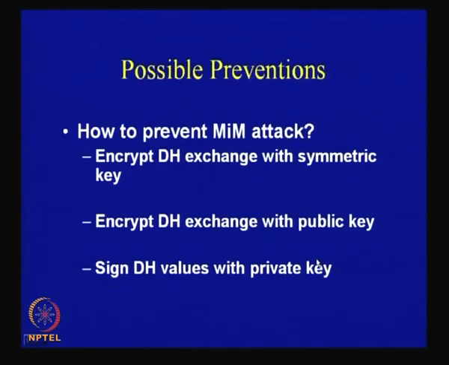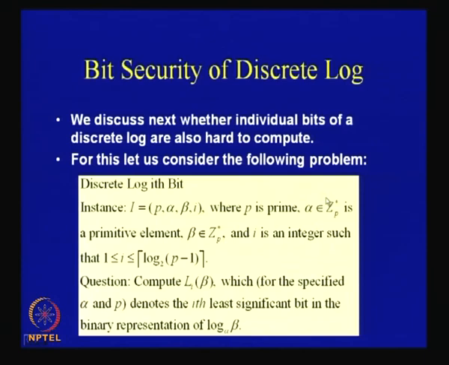There are some possible preventing techniques, for example: I will encrypt the Diffie-Hellman exchange with a symmetric key, I will encrypt the Diffie-Hellman exchange with a public key, or I will sign the Diffie-Hellman messages with private keys. So there can be some afterthoughts on how to prevent the man in the middle attack, but the point is that the Diffie-Hellman key exchange, as per the basic definition, is not secure against the man in the middle attack. You have to do something extra. But we will not continue with this right now.